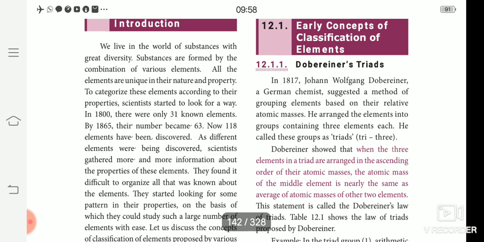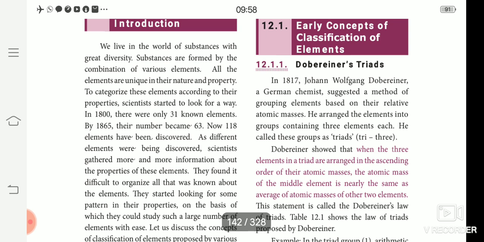In the early concept, before the modern periodic table came, three scientists arranged the elements in tables according to their nature. Some elements are very hard, some are liquid, some are solid. They classified the elements and arranged them into groups. So who are the three scientists?